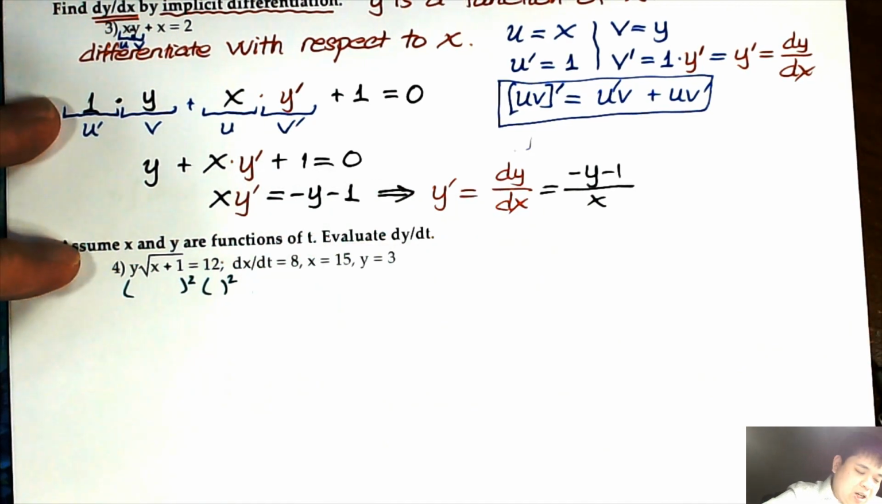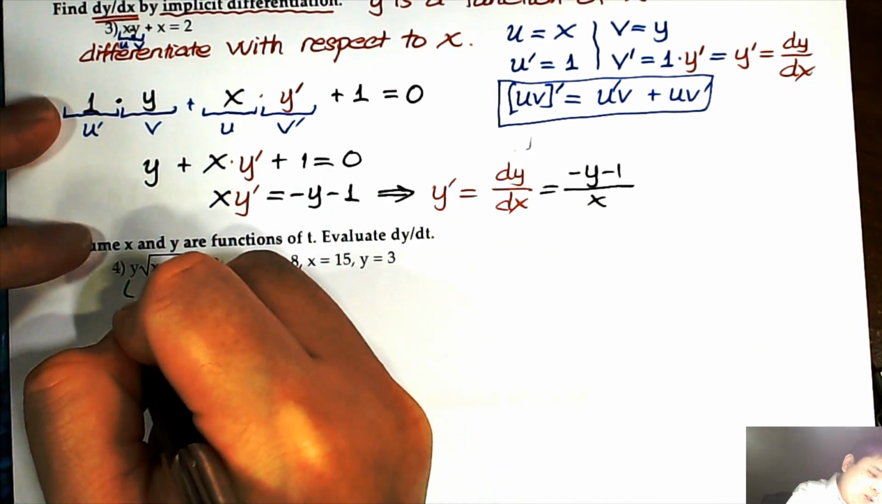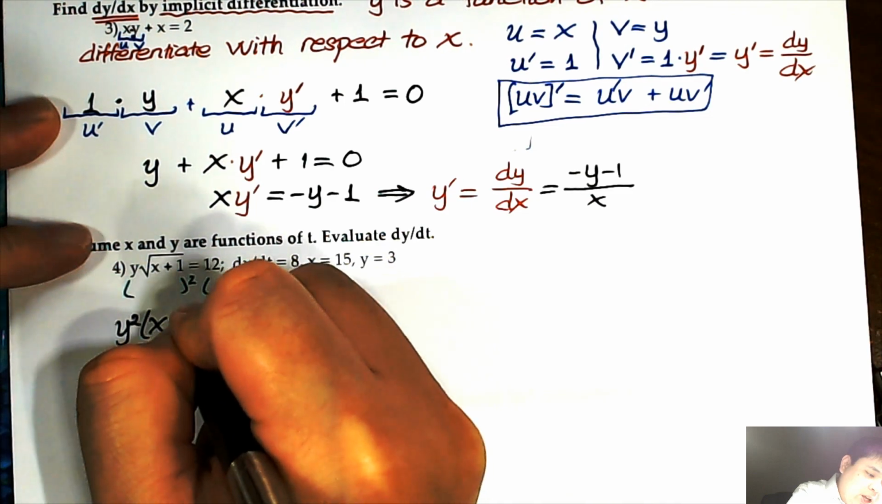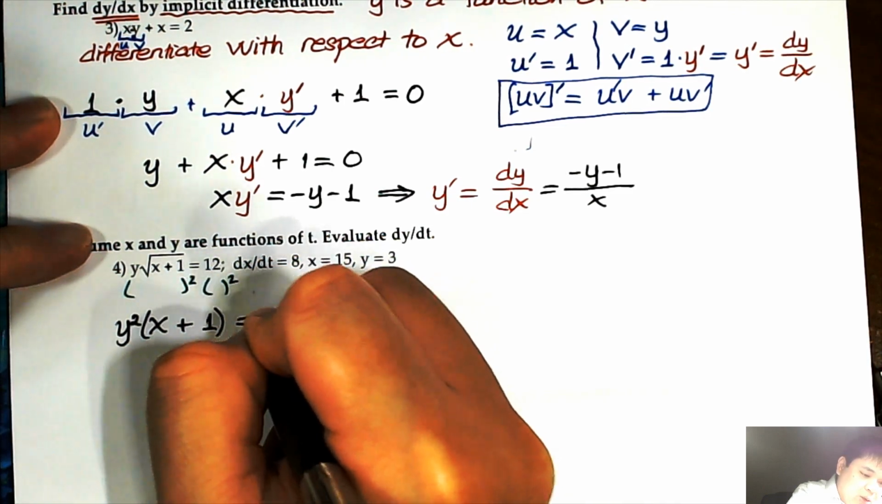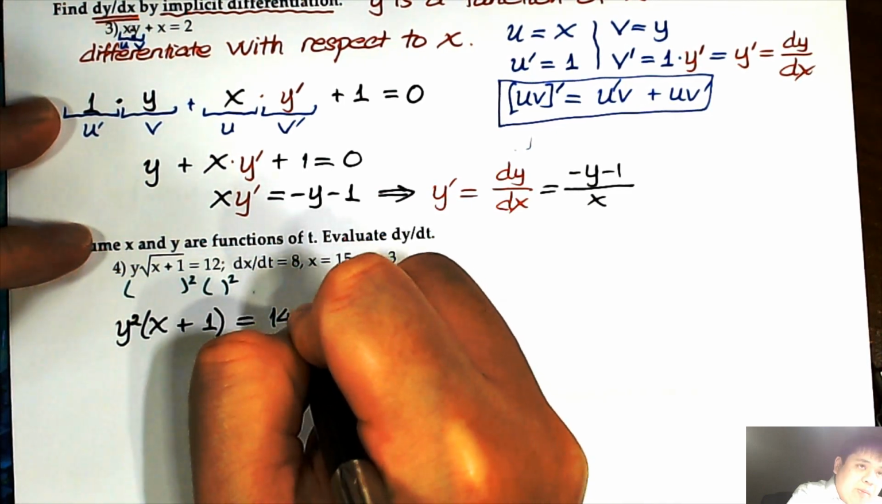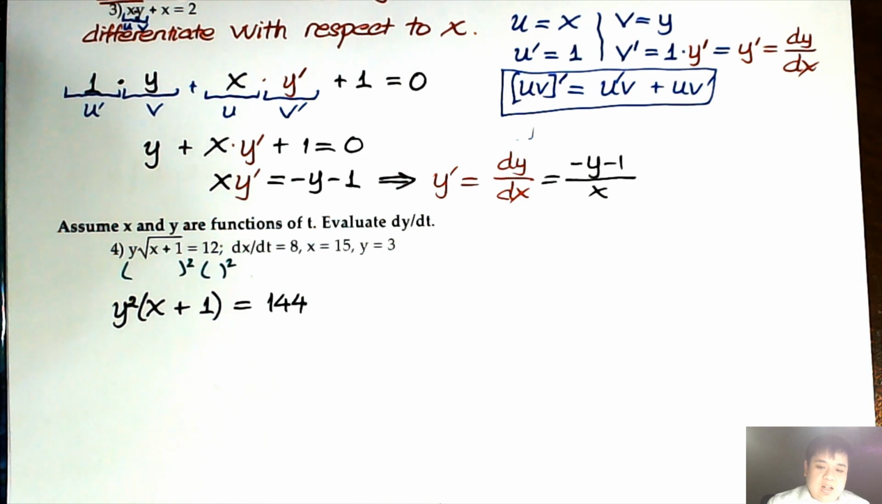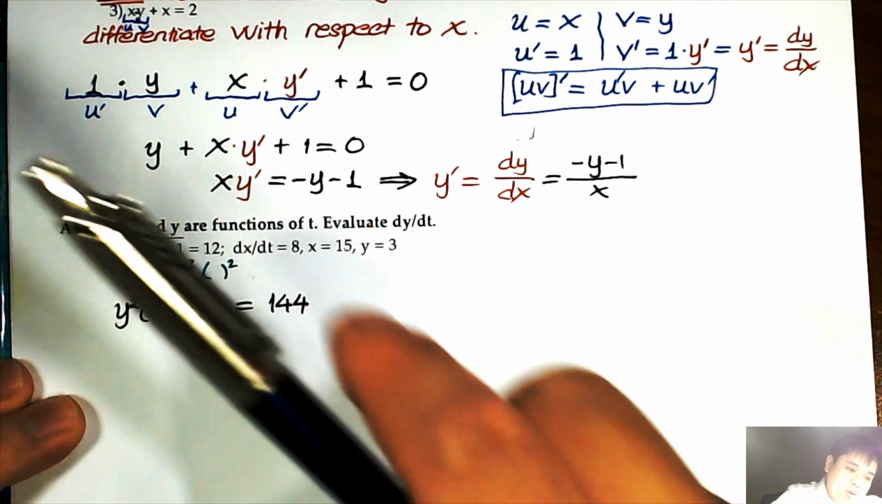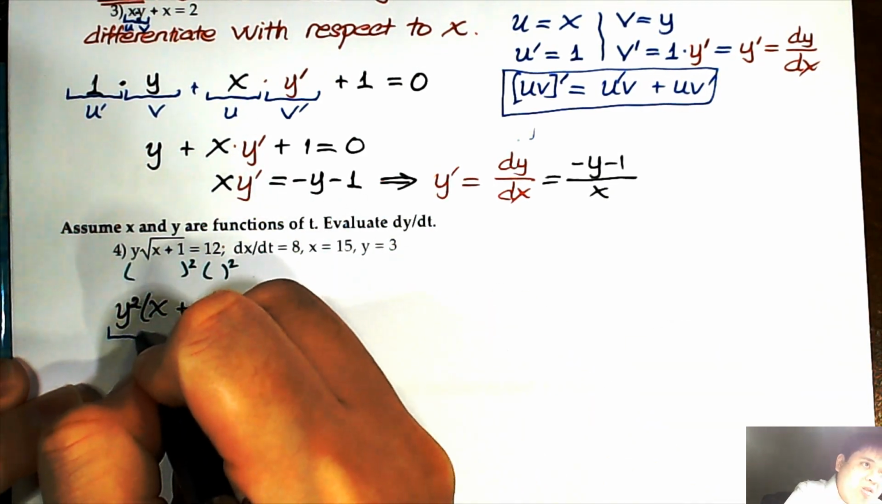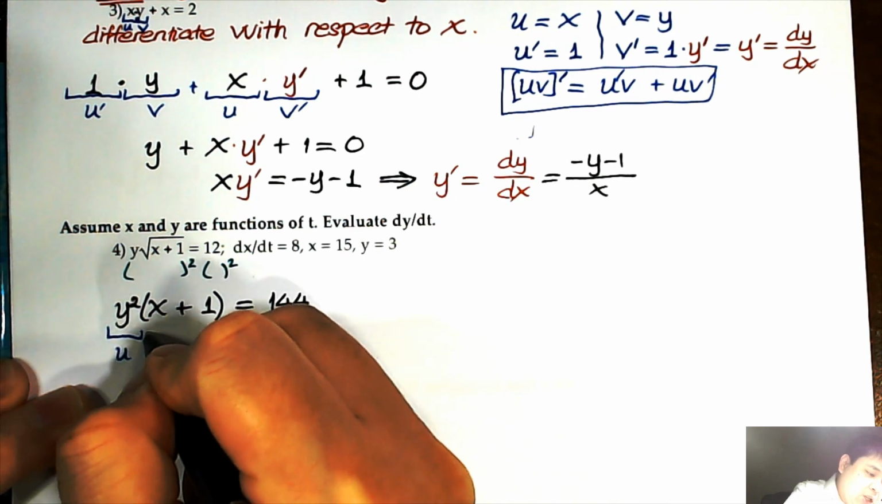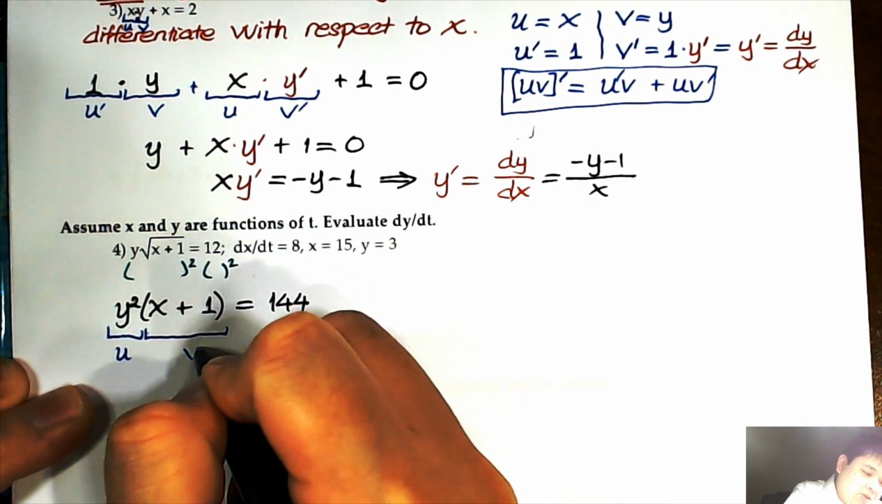If we do that, we should have y squared times (x plus 1) equal 144. Right. We can multiply it out. However, I'm just going to keep that directly because that is a product rule. So similar to what we have on the previous problem. Let's say this is u and this is v.